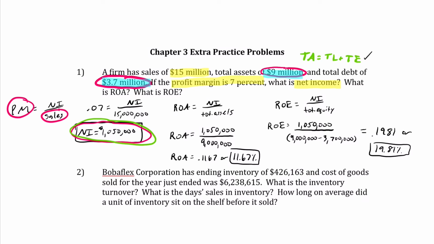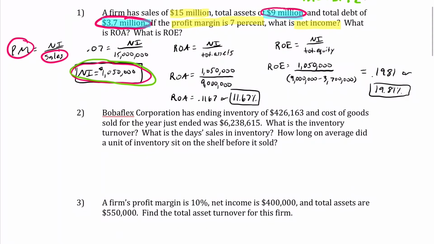Again, greater than ROA, just like we thought it was going to be, since they did utilize debt in their capital structure. But that is a type of problem that you can expect to see, where you're given some pieces of information and you have to work around them to solve for some unknown. Moving forward, we'll take a look at number 2.